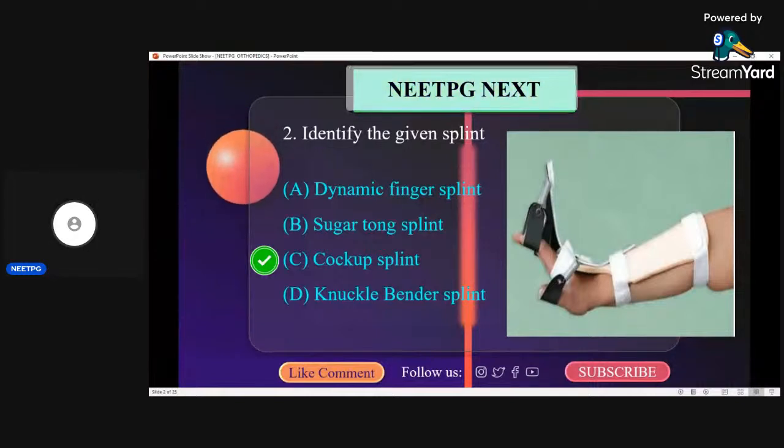Then sugar tong splint. Sugar tong splint of forearm is commonly used to immobilize forearm fractures, particularly distal radius fractures at the wrist, and in patients in whom it is desirable to maintain the forearm in some degree of supination or pronation.